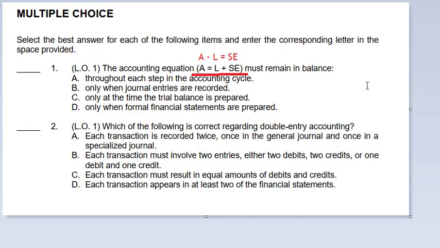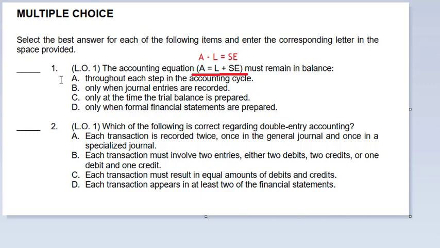You should know the different ways that this equation can be written and still be correct. And all that entails is basic algebra, which again I've noticed that some students are very weak at. So make sure you're comfortable with moving things around the equation from one side to the other. And if on one side something is positive, you take it to the other side, it becomes negative, and so on. Let's look at this question. A: The accounting equation must remain in balance throughout each step in the accounting cycle. That sounds logical, sounds sane.